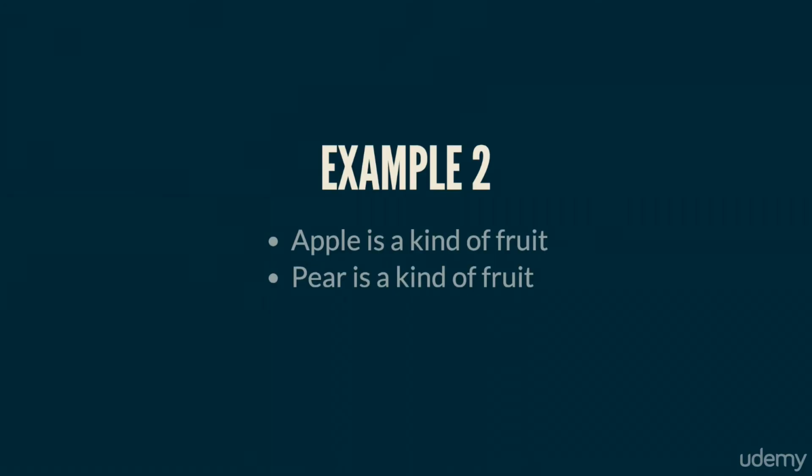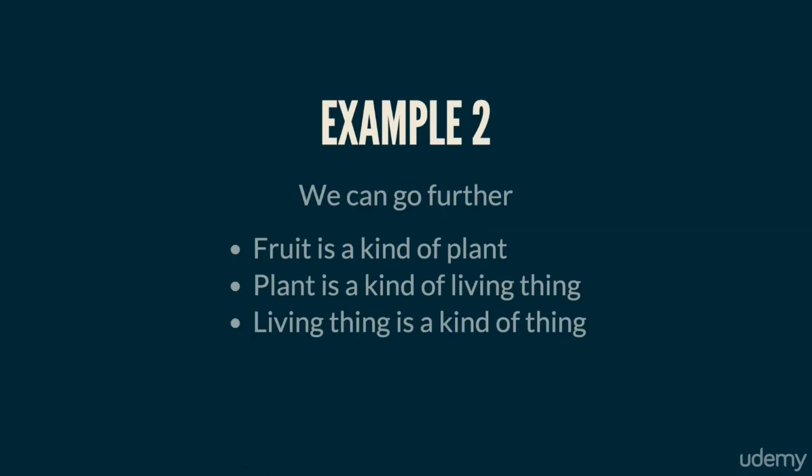Let's take a look at another example. We can say that apple is a kind of fruit. We can also say a pear is a kind of fruit. You can go even further than this. Fruit is a kind of plant. Plant is a kind of living thing, and a living thing is just a kind of thing. In Ruby, we call thing object.